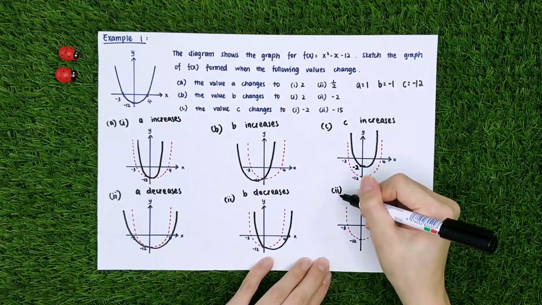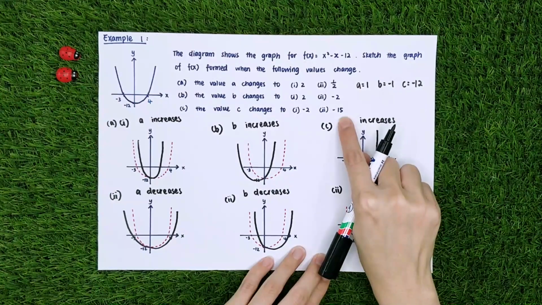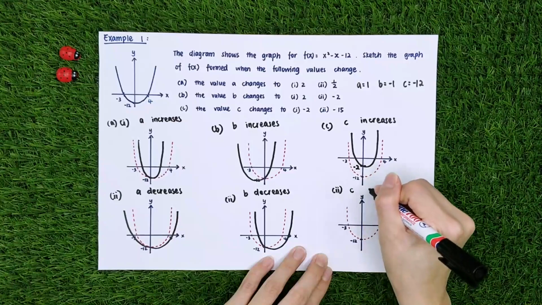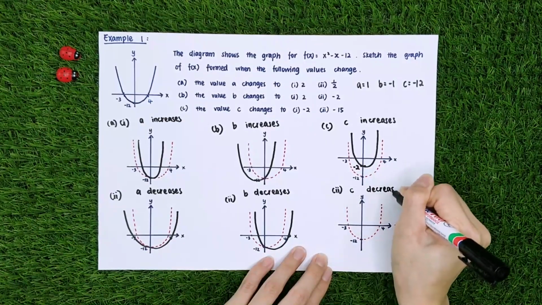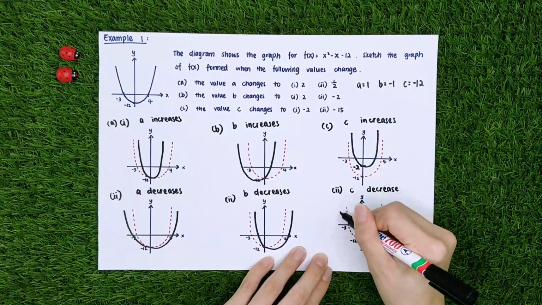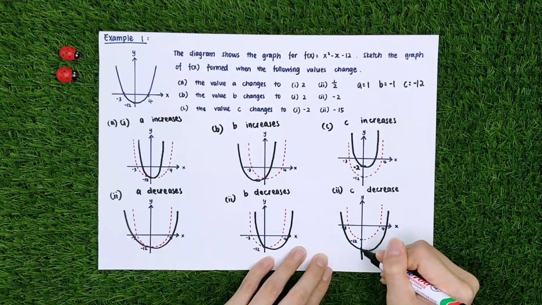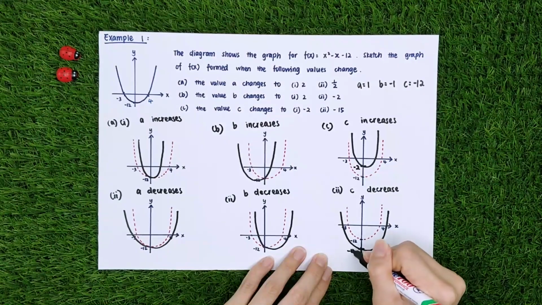We go to the second part. The value of c changes from -12 to -15. That means c decreases. Then the whole graph will move downward. It will look like this, and I know the y-intercept is -15.